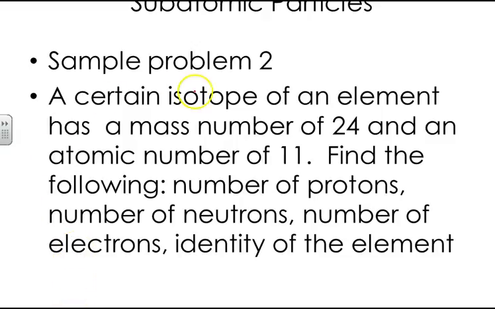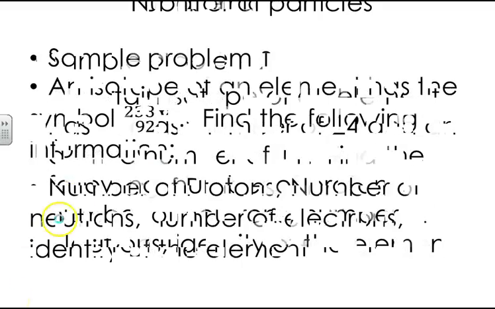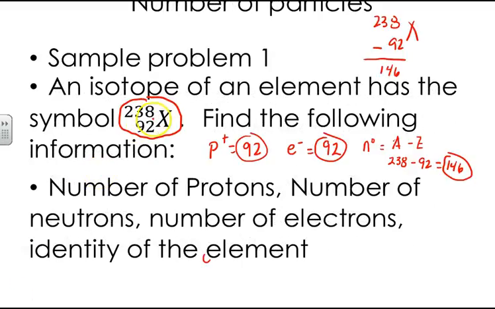Another example. Certain isotope of an element. Oh, we need to find out what that was as well. I didn't identify it. To identify, look at the atomic number and find that element on your periodic table. This is uranium.